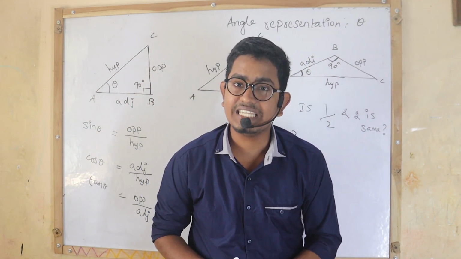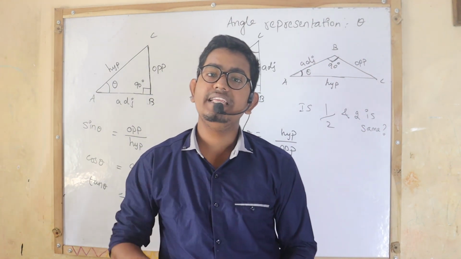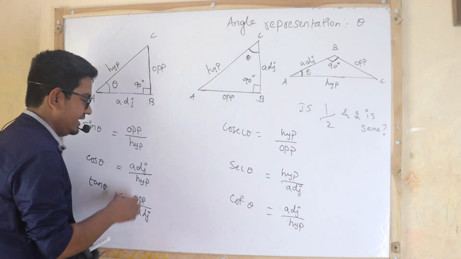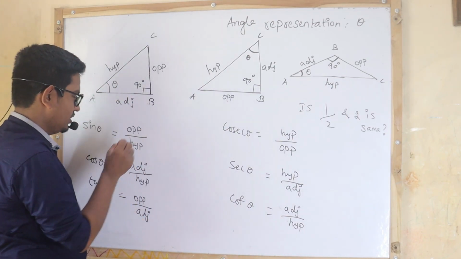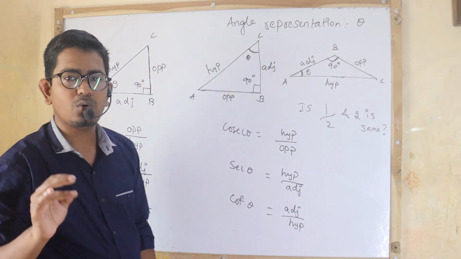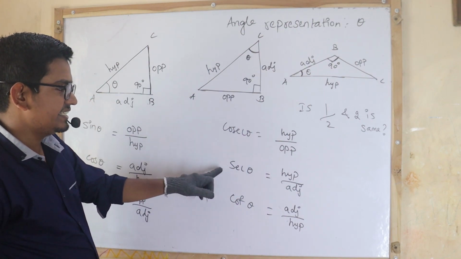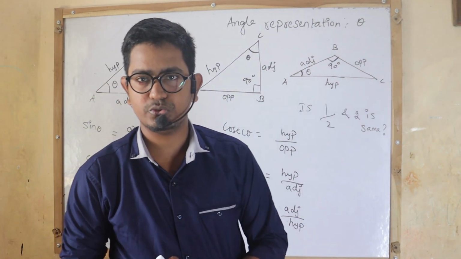Why can't we make it 7? Why can't we make it 5? Because we are having only 6 possibilities. That's why we are only considering 6 trigonometric ratios. And what are those? Sine theta, cosine theta, tangent theta, and then cosecant theta, secant theta, and cot theta. These are the 6 trigonometric ratios.